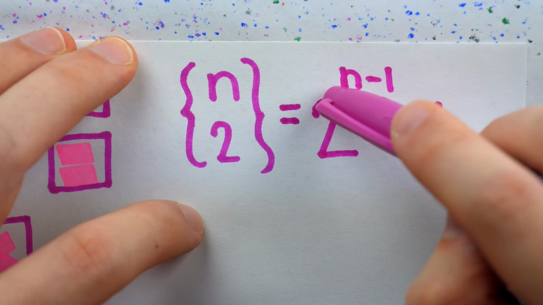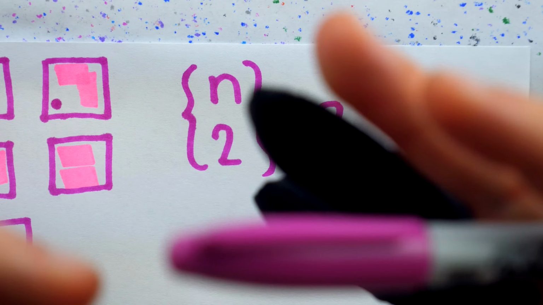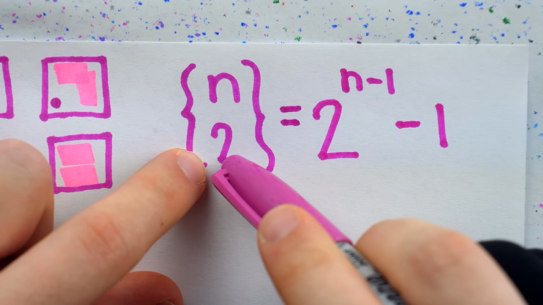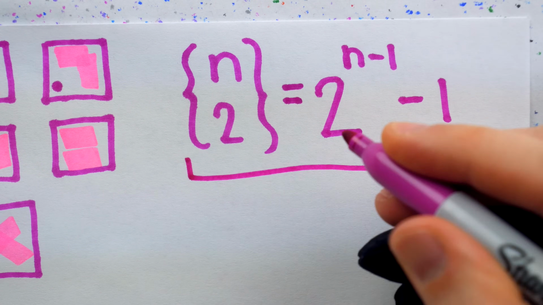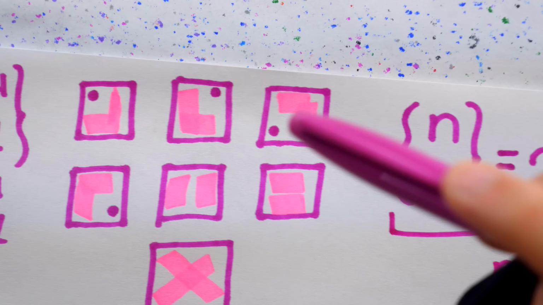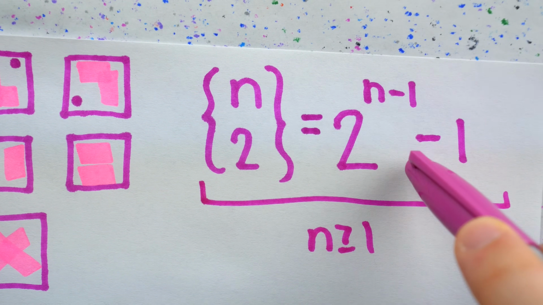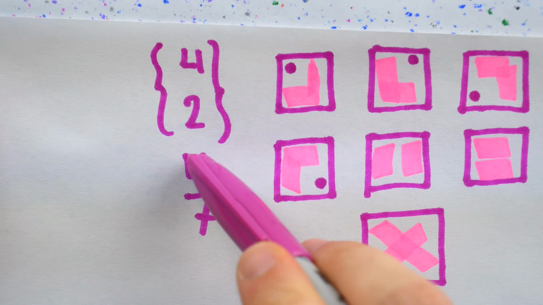We can't say yes for all of them, because if we did that, all objects would be in a single box. We can't have that. We need 2 non-empty boxes. And this formula is good for n at least 1. Plugging in n equals 4, we would get 2 to the power of 3, which is 8, minus 1, confirming the 7 we found before.